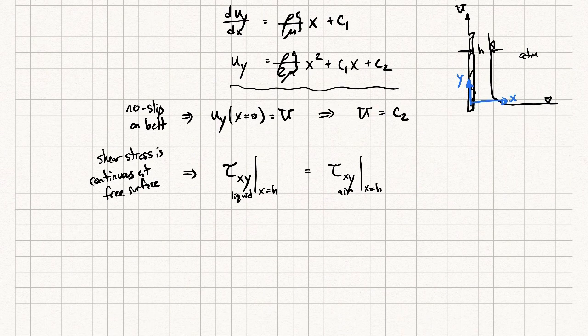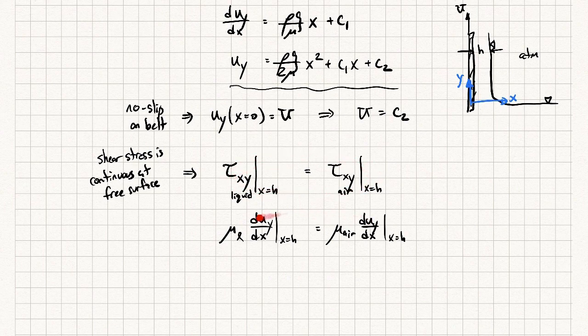Okay, and let me just write that out for a second. The liquid's dynamic viscosity, we'll just call it mu sub L, and the shear stress there will be mu L times d u y d x, evaluated at x equals h. And we'd have a similar thing over here for the air. All I'm saying is that right at that interface, the shear stress is continuous.